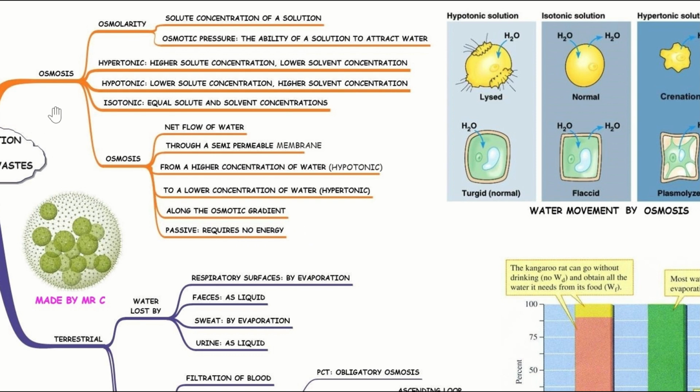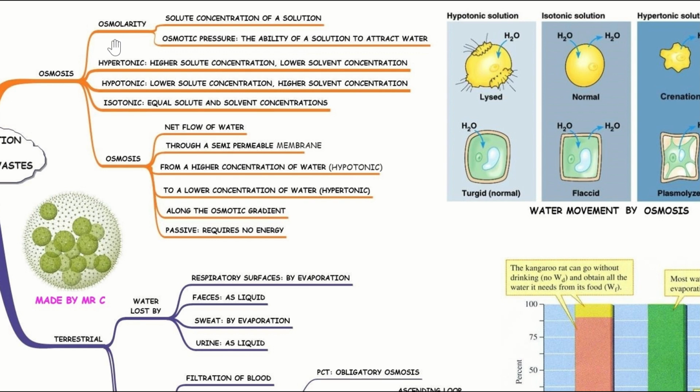Okay, if we look at the key terms again, osmolarity is the relative ratio of solute to solvent. So in this case, it's ions to water. And osmotic pressure is the ability of a solution to attract water. So if you are hypertonic, you will attract water. Therefore, a hypertonic solution will have a higher osmotic pressure.